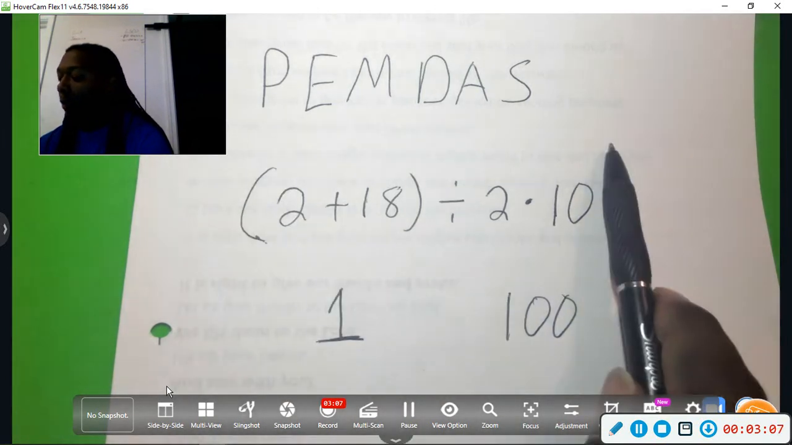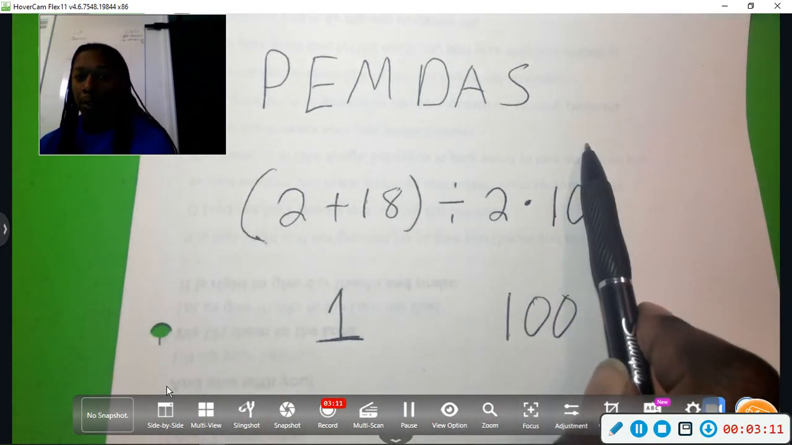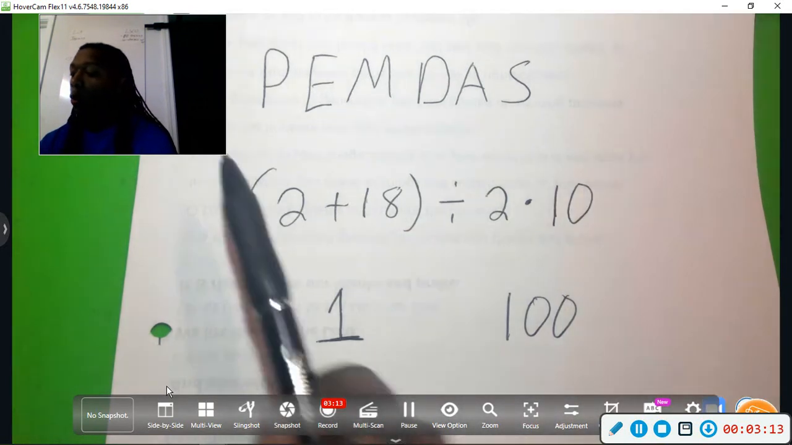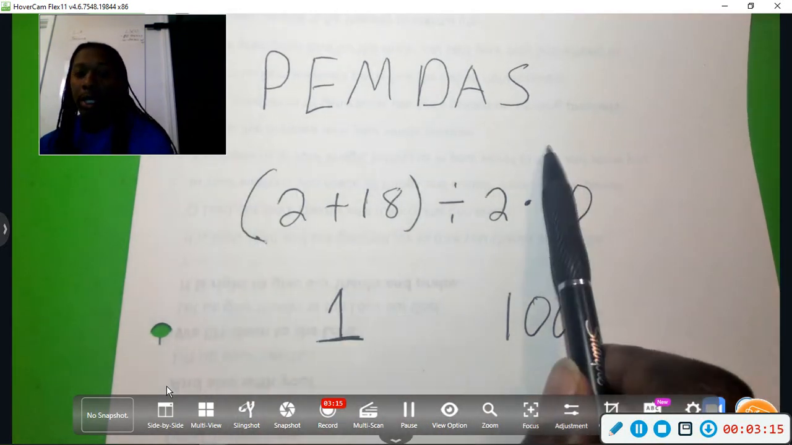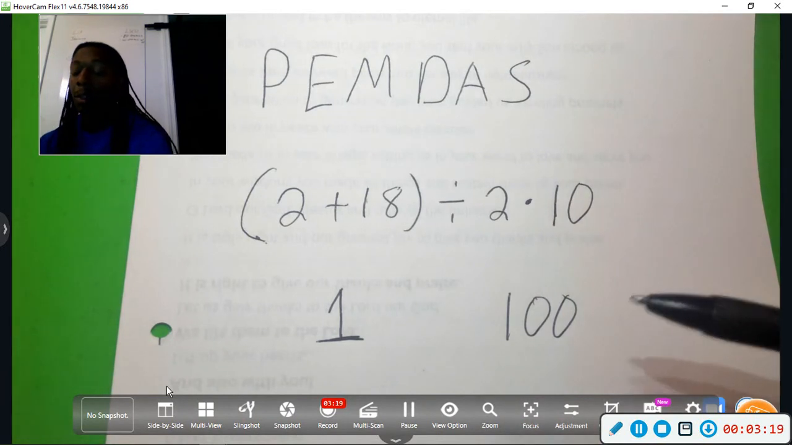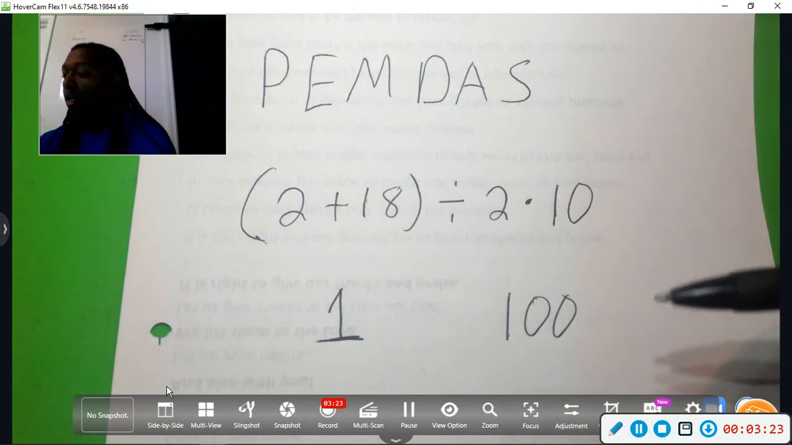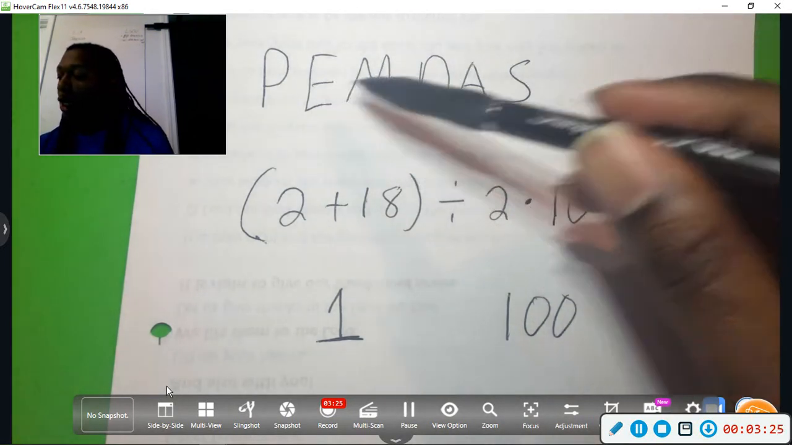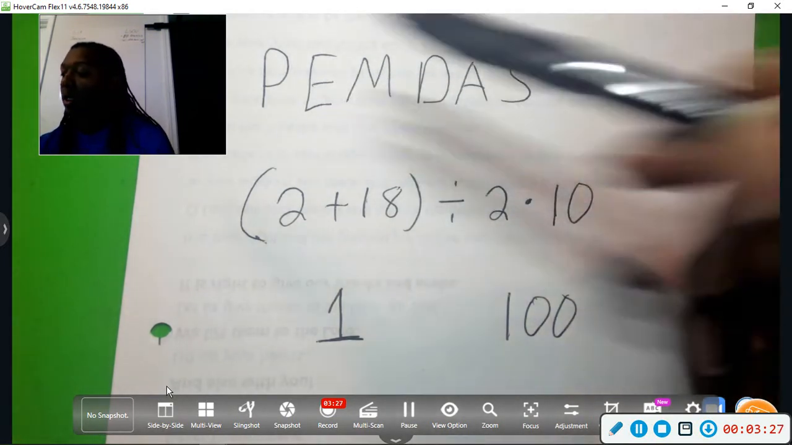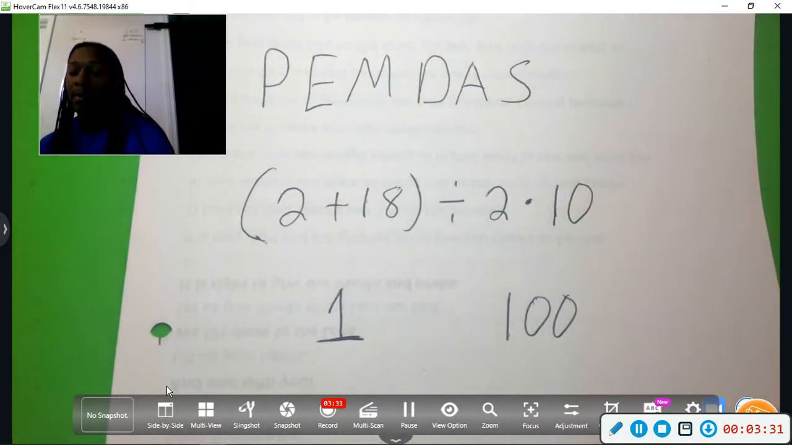This is the order of operations, and a lot of people know it. But as I mentioned, there's a difference between wisdom and knowledge. Knowledge is knowing something. Wisdom is being able to apply it. So knowledge would be knowing order of operations. Wisdom would be applying it correctly to a problem and then getting the correct answer.